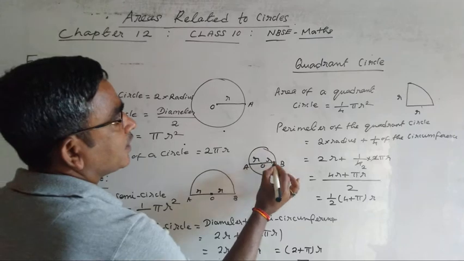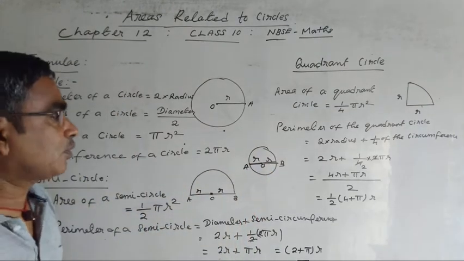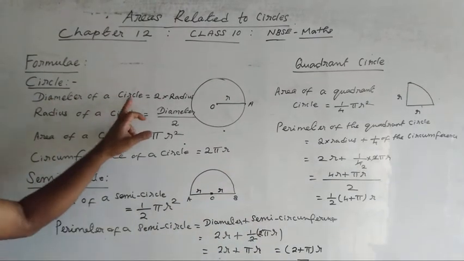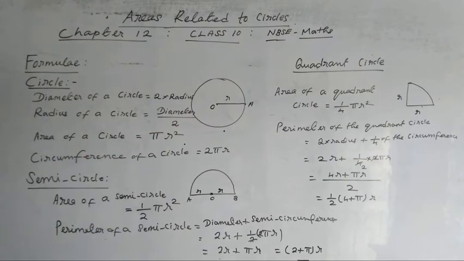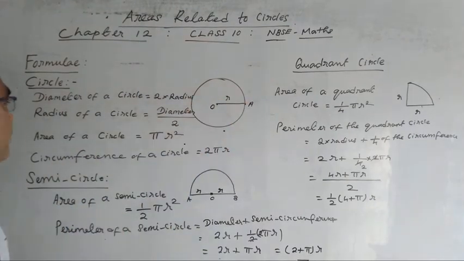The diameter becomes radius and radius. Two radii will be there. This is a radius. This is a radius. So diameter is equal to 2 times the radius. So the formula: diameter of the circle is 2 times the radius. Here diameter is from one end to another end. This is a radius plus a radius. Radius of the circle is diameter by 2.